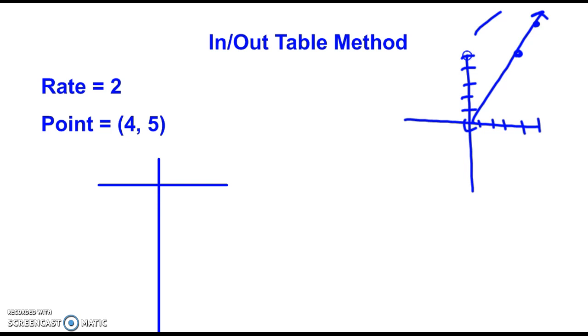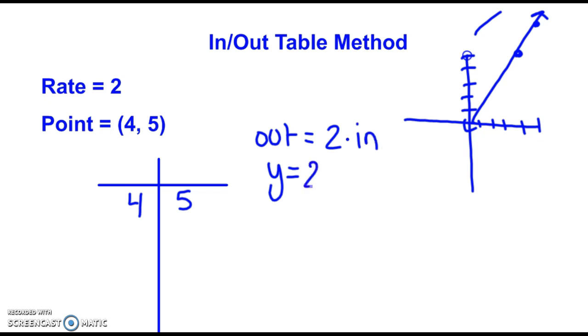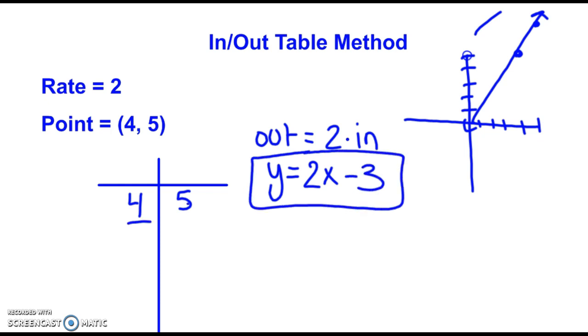The in-out method goes like this. 4 is the in, 5 is the out. Place them in their areas. You know that the rule is always out equals, or y equals, the rate times the variable. So in this case, it'll be 2, the rate, times the in. So 2 times the in, or 2x. And then 2 times 4 is 8. How do you get to 5? Minus 3. There is your rule.